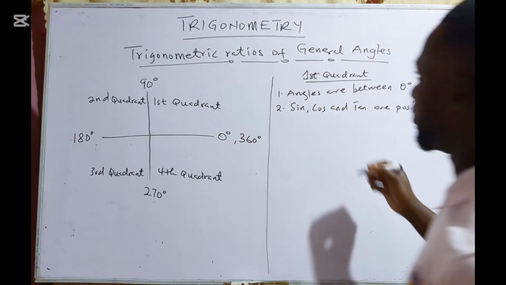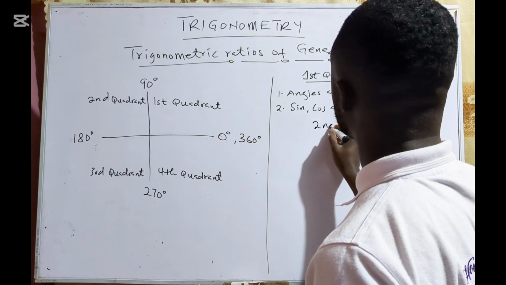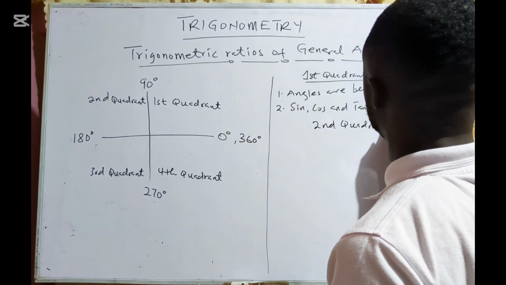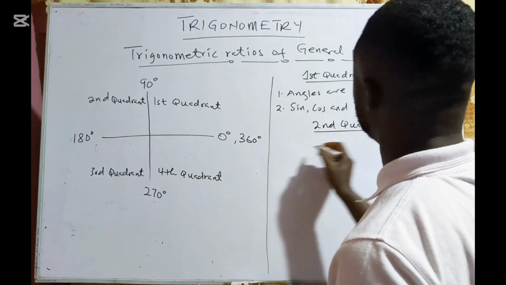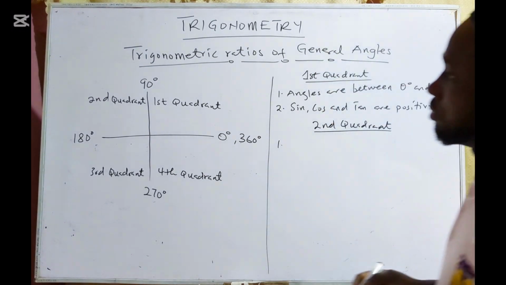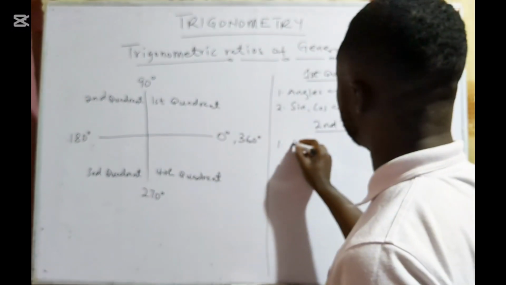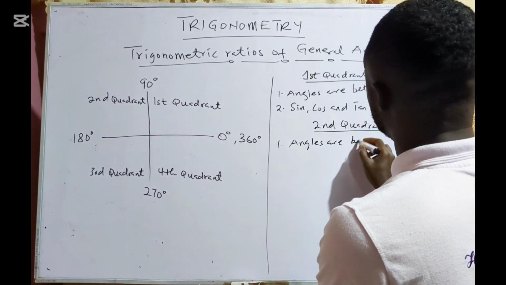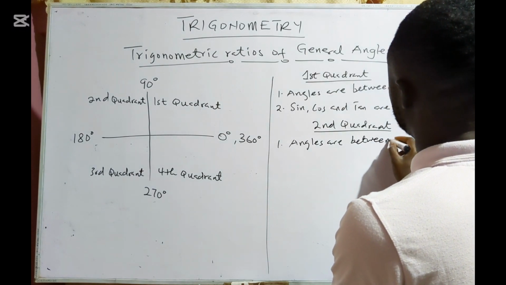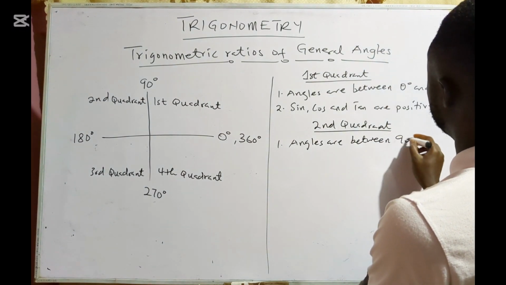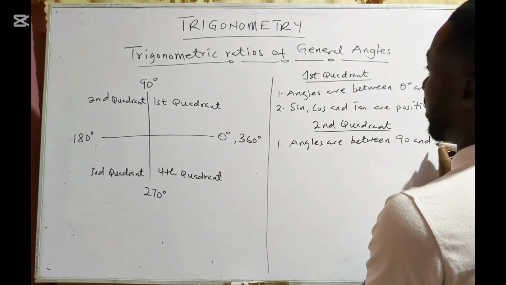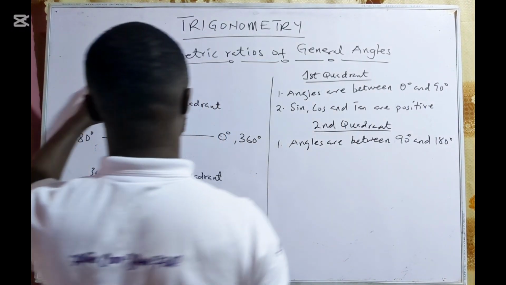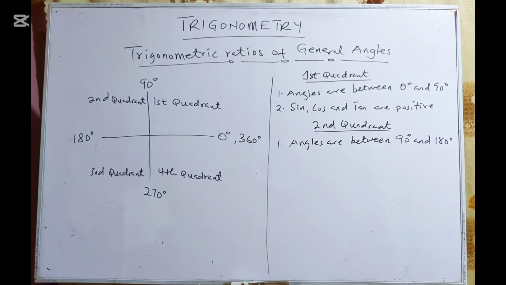Let's come to the second quadrant and see what will happen. In the second quadrant, what you should know is that angles are between 90 and 180. And 90 to 180 is what? It is obtuse.